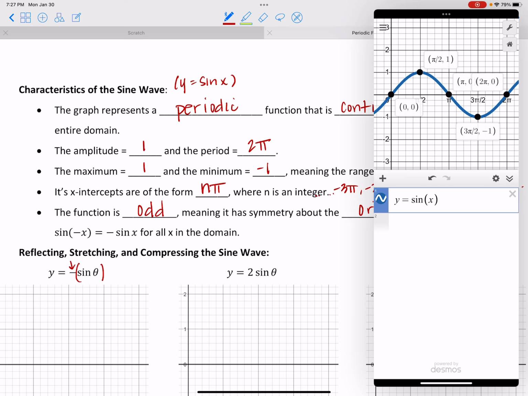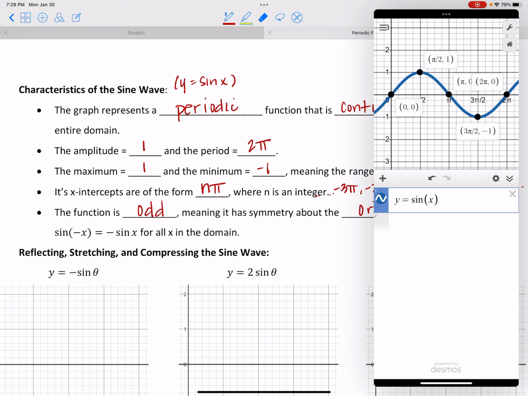But if I make 1 negative, then instead of having, at pi over 2, instead of having a maximum there, that's going to flip that over to make it a negative 1. And then the minimum at negative 1, that's going to flip and become a positive 1. So that negative, making all of our outputs negative, does this.